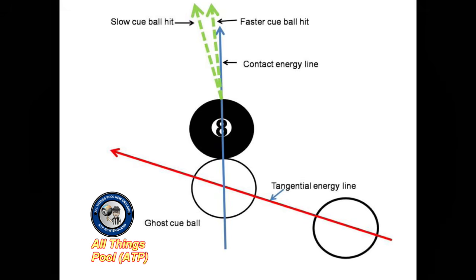And how do we know? How do we measure it? Let's take a look at how we might measure for ourselves the amount of contact induced throw, in order to help us make the little adjustments to our aiming system.